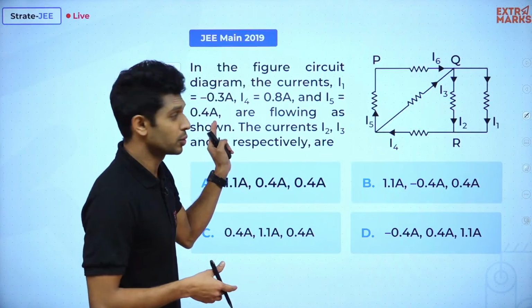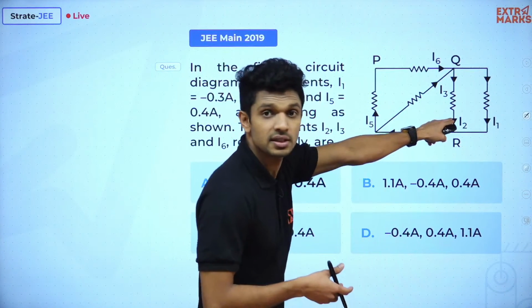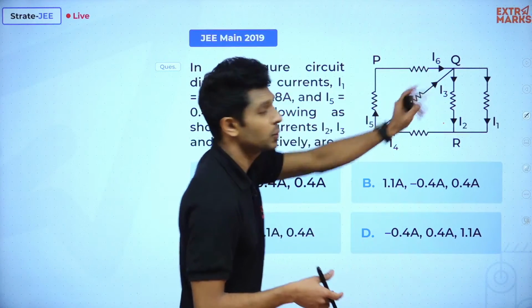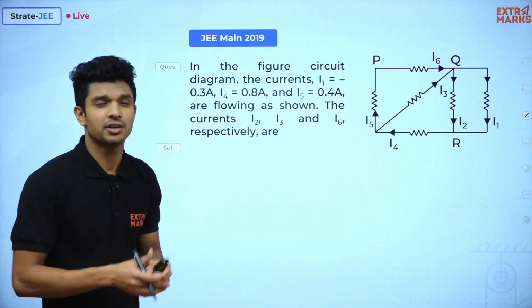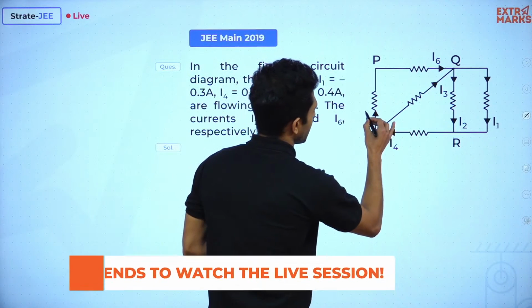I5 is equal to plus 0.4. Now following the current I2, where is I2 over here? This is I2. Okay. So here we have I3 and I6. So these are the currents we are asked to find out. Very simple. Shall we do it? Now I6 is very simple.